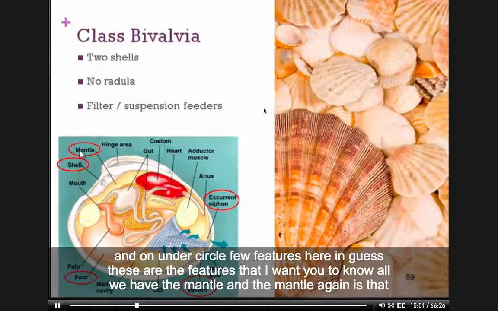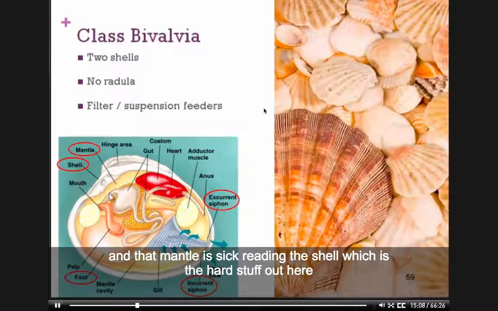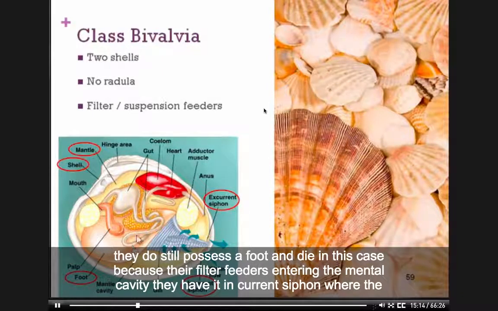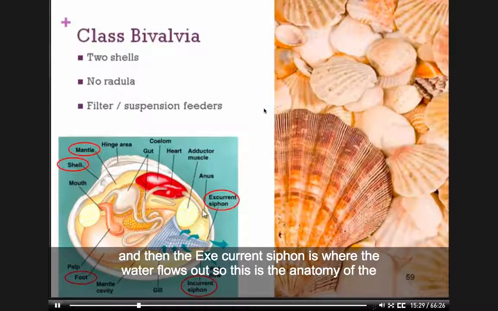We have the mantle, and the mantle, again, is that soft tissue, kind of depicted here as being yellow, and that mantle is secreting the shell, which is the hard stuff out here. They do still possess a foot, and in this case, because they're filter feeders, entering the mantle cavity, they have an in-current siphon where the water flows in, and then it flows through their gills so that it can filter out all of the yummy goodness, and then the excurrent siphon is where the water flows out.